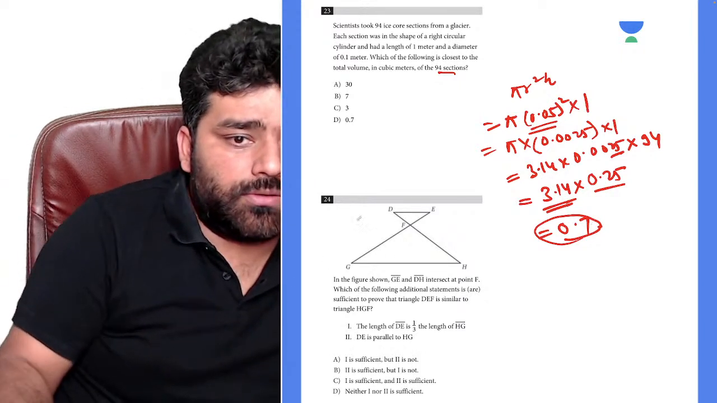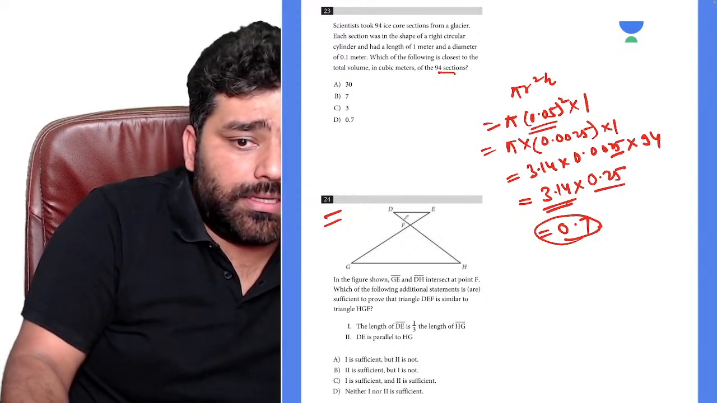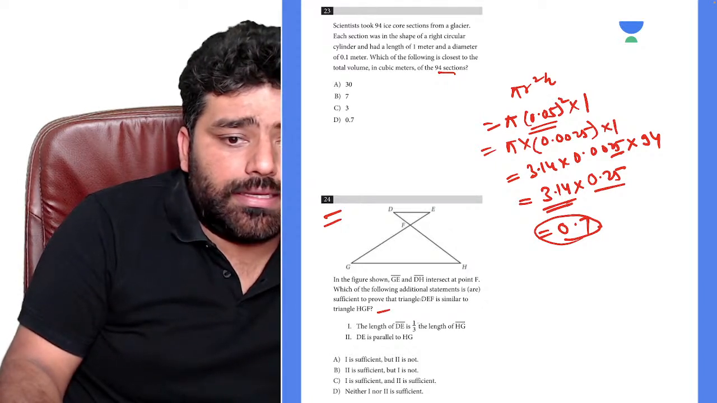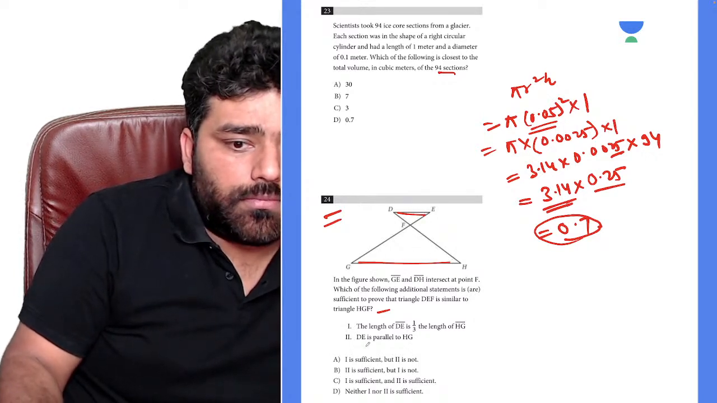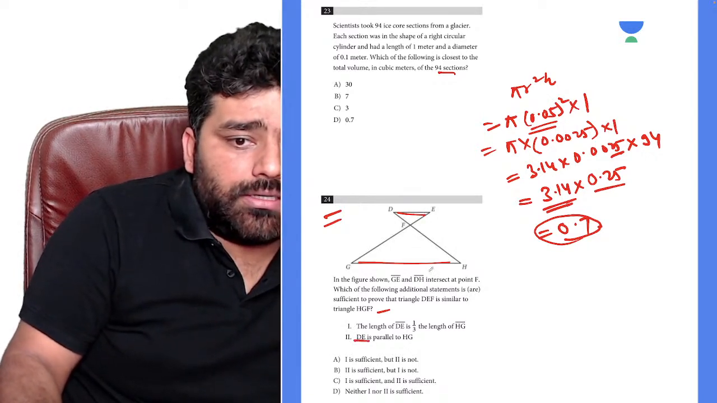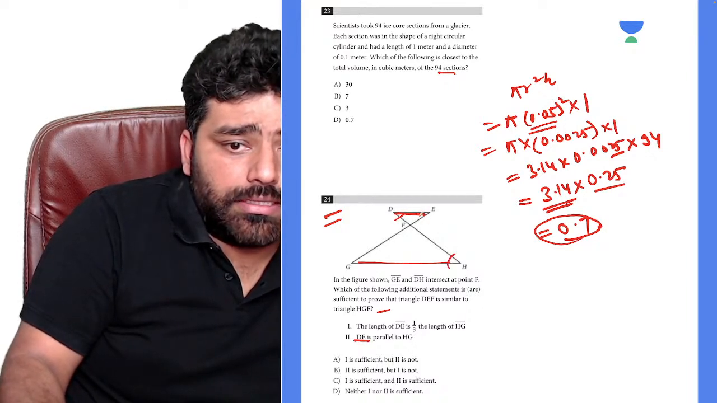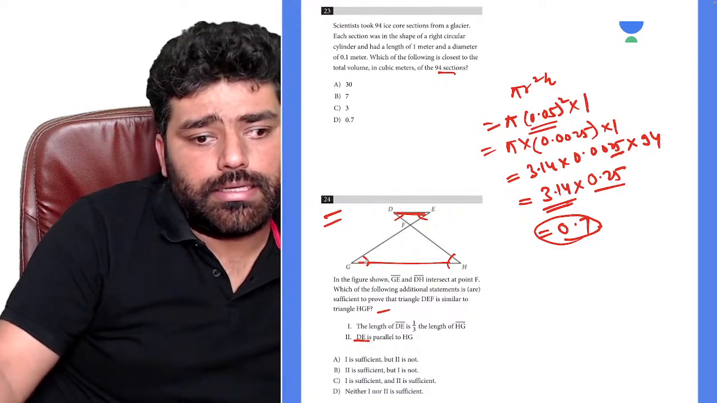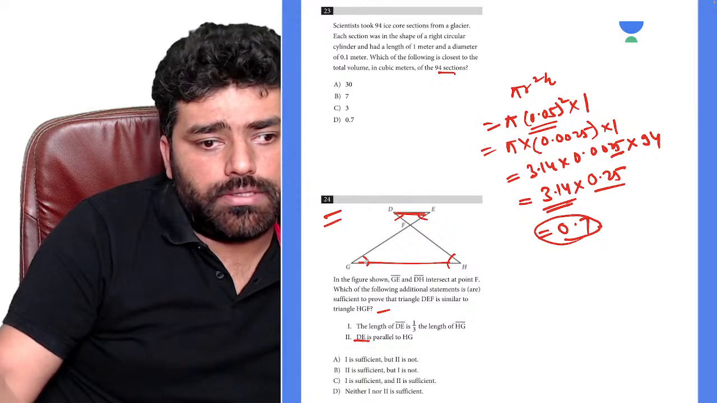Question number 24. In the figure shown, GE and DH intersect at the point F. Which of the following additional statements are sufficient to prove that the triangles are similar? Okay, the length of DE is equal to 1/3 of HG, and DE is parallel to HG. Okay, if this is parallel, that means this angle is equal to this angle is equal to this angle. Yeah, so I think only the second is sufficient, right? Yeah, the first one is not sufficient.